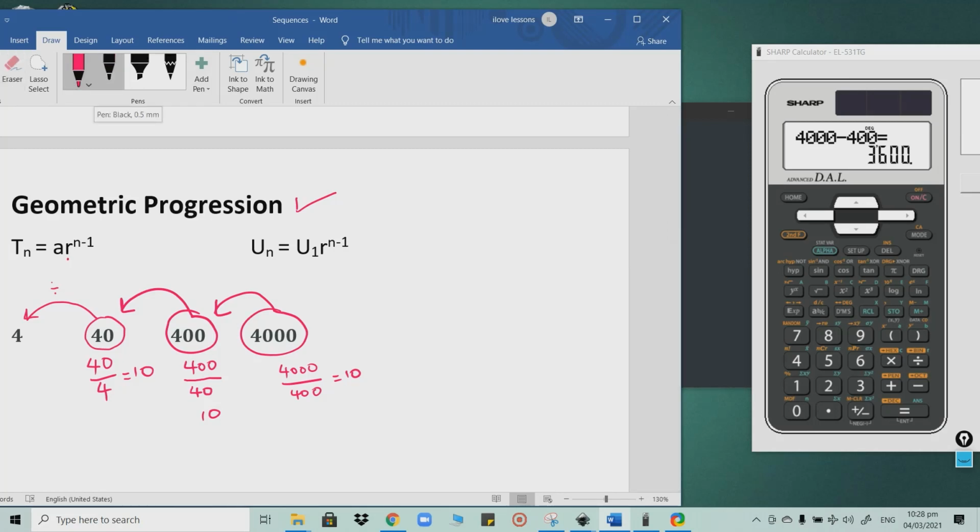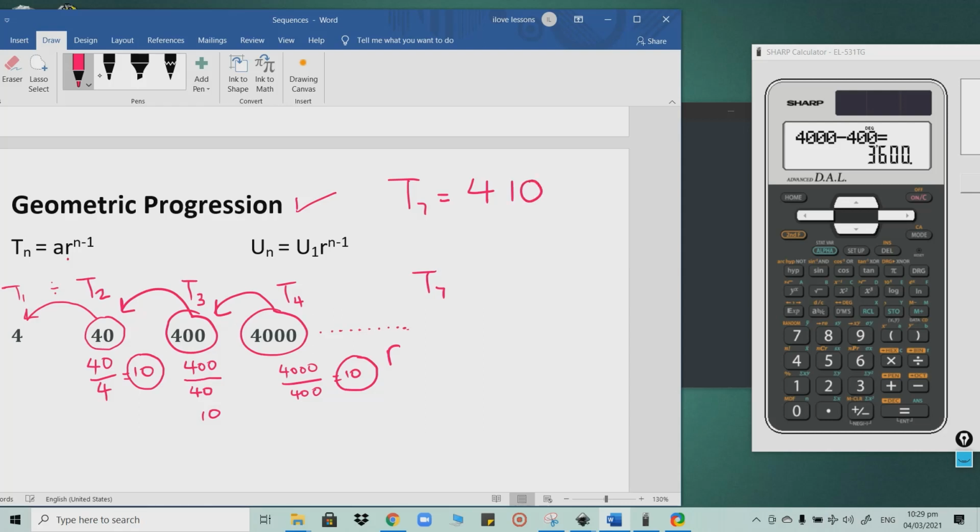Okay, so your common ratio is what you get when you divide the number by the previous number. So my common ratio in today's question is R. Remember, this is T1, the 40 is T2, here's T3, and T4. Let's say we wanted to find the 7th term. How would we find it? Well, we're trying to find T7. To find T7, here's A, right? A is the first term, 4. And then the common ratio is 10.